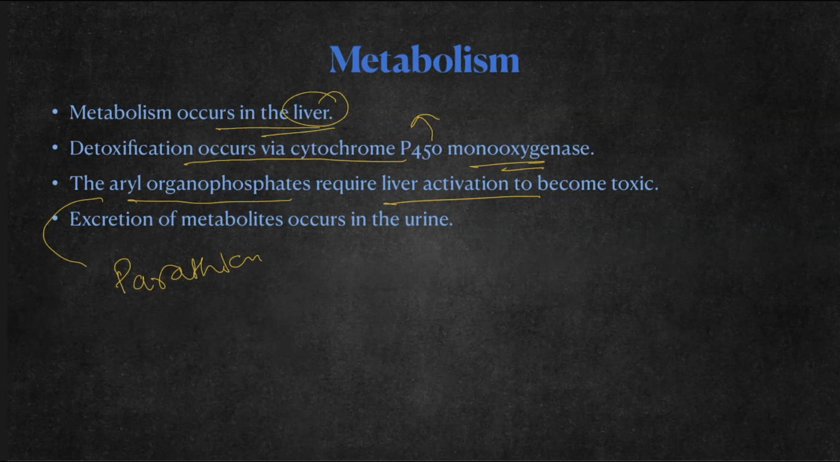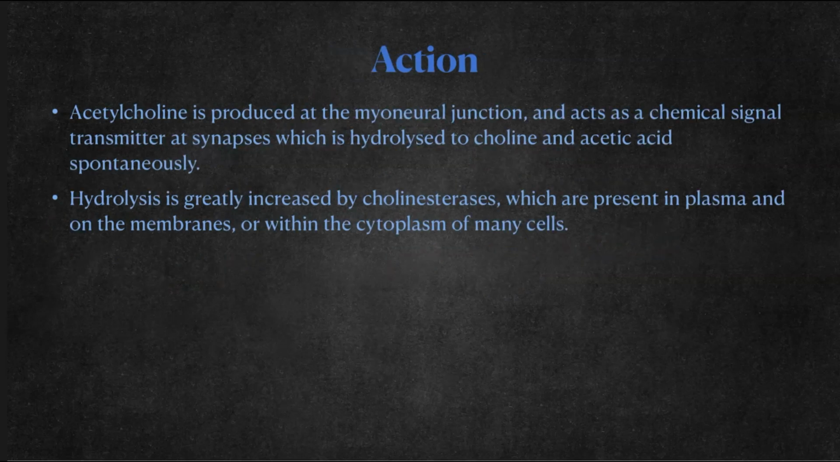Excretion of metabolites of organophosphorus compounds is mainly by the kidney through urine after detoxification by the liver. So the liver acts on organophosphorus compounds and they are excreted in urine. Coming to action.